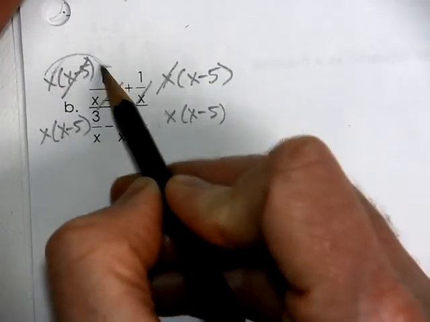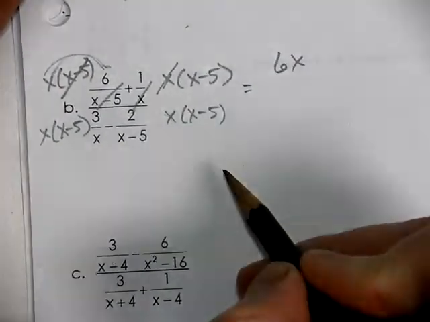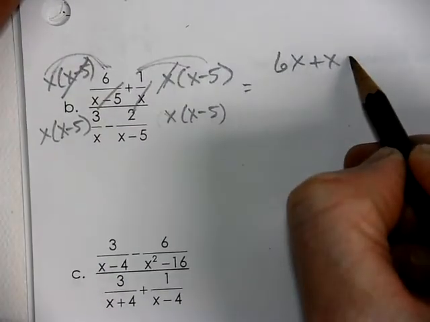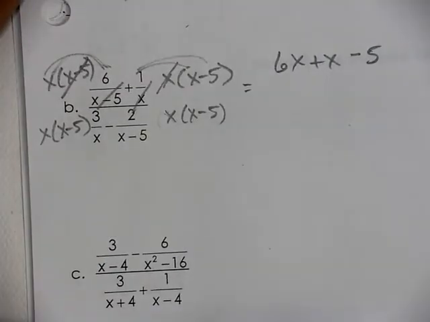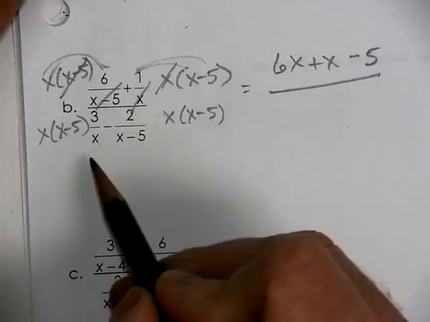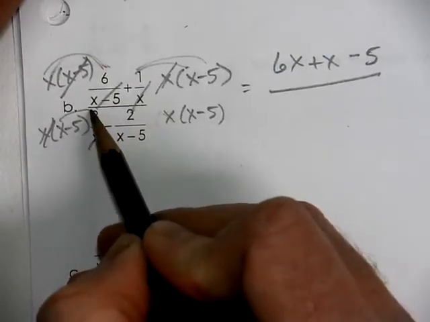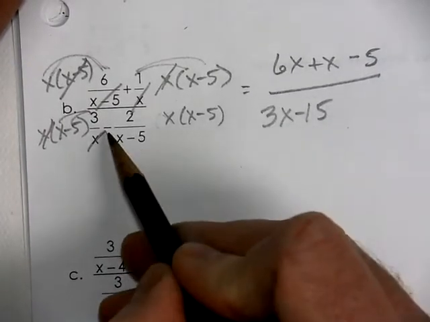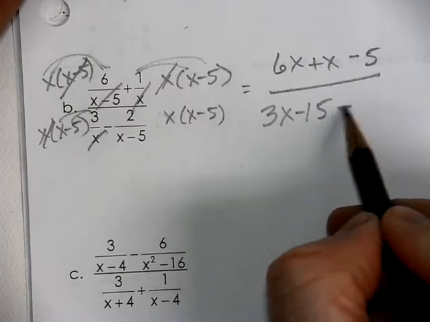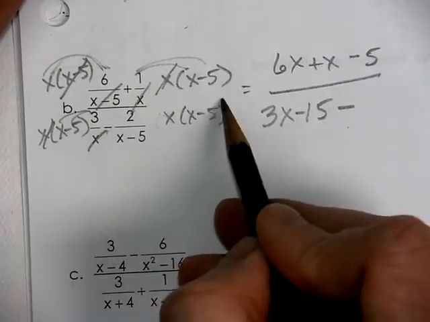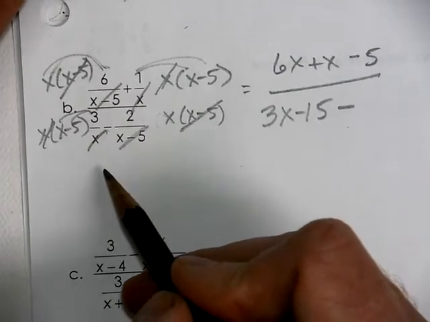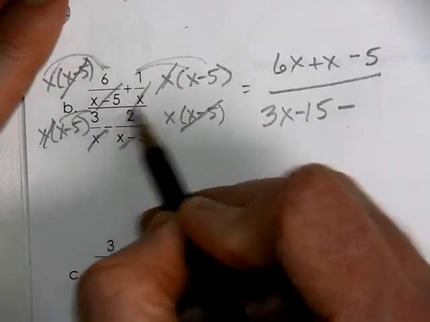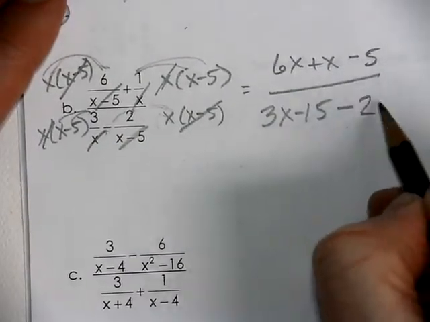So it's going to be x times 6 to give us 6x. It's going to be 1 times x and 1 times negative 5 to give us x minus 5. Here the x's cross off and we get 3x minus 15. Now you've got to watch this part. You've got a minus. The x minus 5's cross off, which is helpful because we're not going to have a binomial. We don't have to distribute. So it's just negative 2 times x, which is negative 2x.